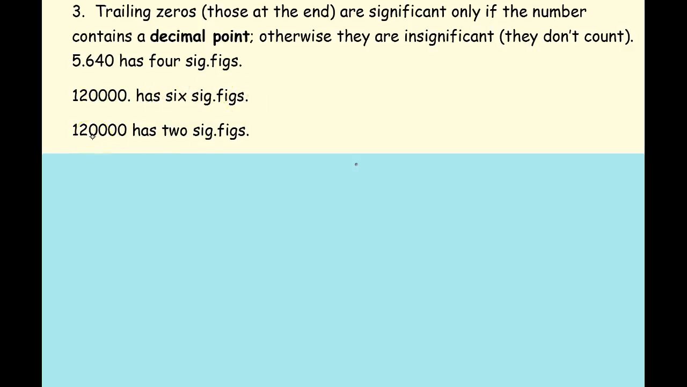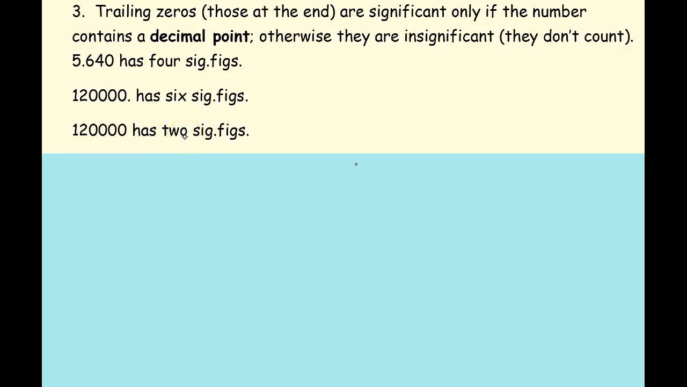The last example we have is 120,000, just as the previous one, but without the decimal. We have to count the 1, we have to count the 2, according to rule number 1. The last 4 zeros are not counted because there's no decimal on this quantity. And the rule says that if the trailing zeros don't have a decimal anywhere on the number, they do not count. So for this quantity, we can say that 120,000 has 2 significant figures.